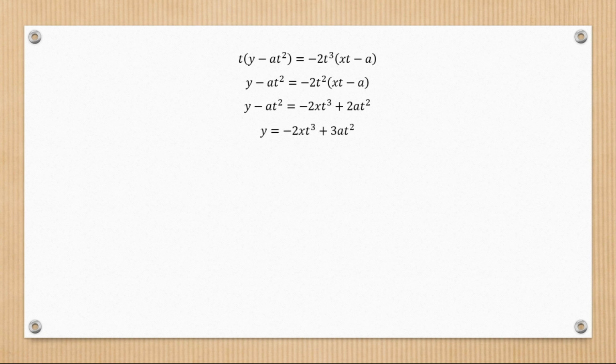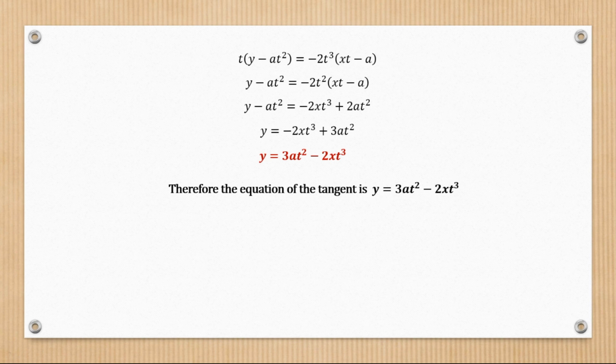So if I make y the subject, y shall be equal to negative 2xt cubed plus 3a t squared, because when I add this to this value, I have 3a t squared. And therefore, if I actually rearrange this, I'll have it as y is equal to 3a t squared minus 2xt cubed, and that is the answer. So therefore, the equation of the tangent is y is equal to 3a t squared minus 2xt cubed.